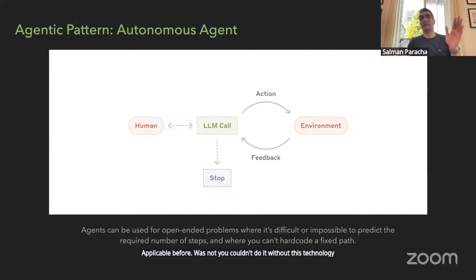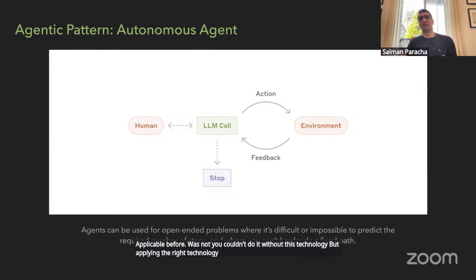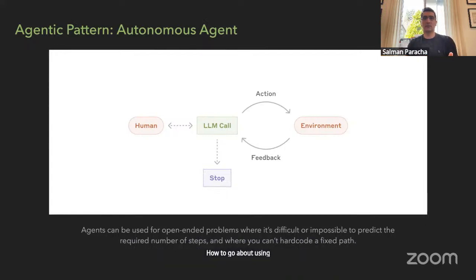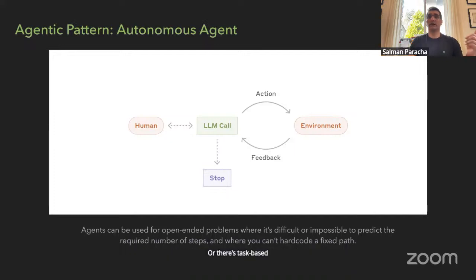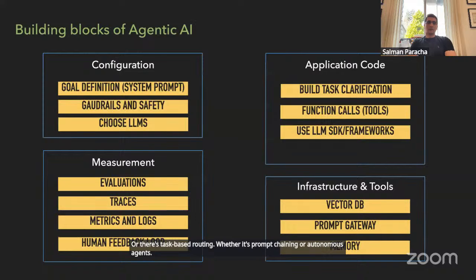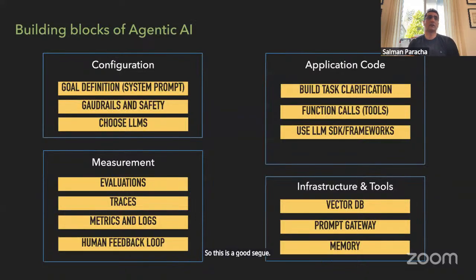But applying the right technology, the right level of agency, and using the right type of agentic patterns to solve a customer problem is super important, because then you have a sense of how to go about using the building blocks to create that experience that you want to create. Whether it's task-based routing, whether it's prompt chaining, or autonomous agents. So this is a good segue into some of the conversations around building blocks of agentic AI.